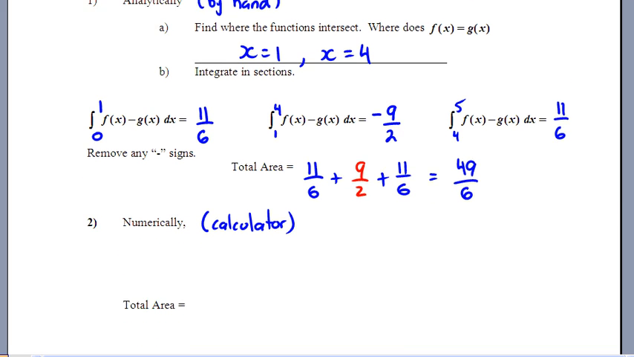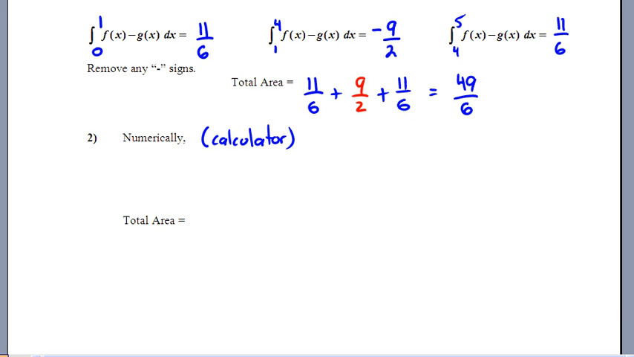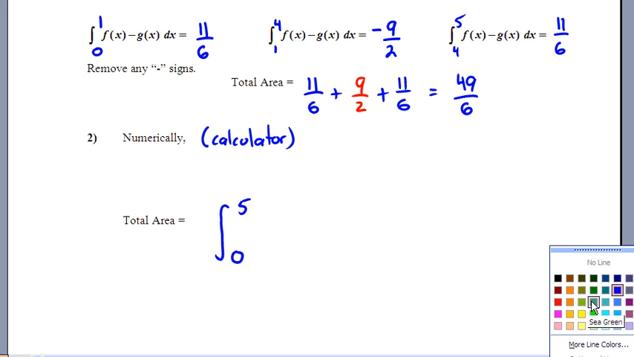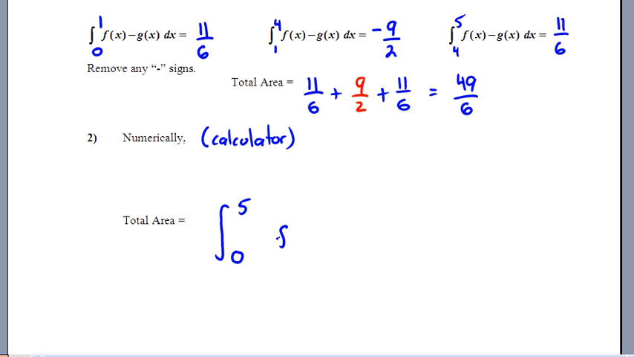What you would do is you would tell the calculator, hey, I don't ever want you to have a negative when you subtract. So you could say, calculator, would you do this for me? Can you integrate from 0 to 5? And then what you want to do is, sure, we're going to have an f of x minus g of x in here.